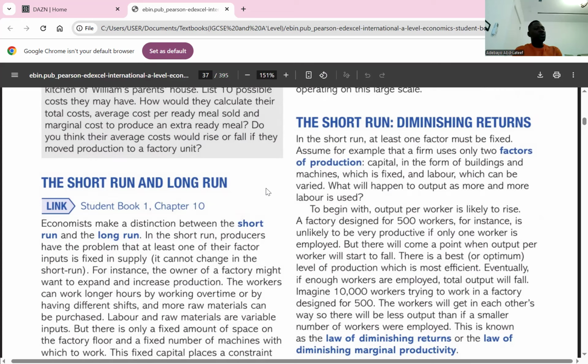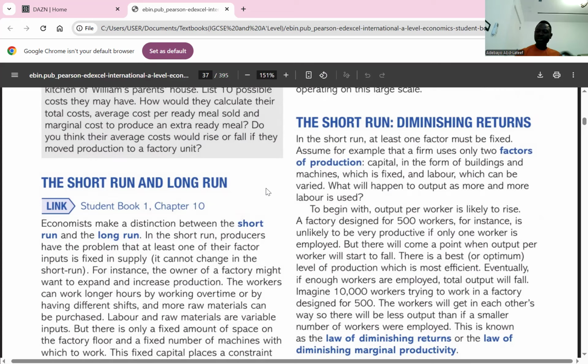So we start with the total product. What is total product? Total product is the quantity of output produced by a given number of inputs over a period of time. The total number of output produced by a given number of inputs. That gives us our total product. I think total product is clear. Great.